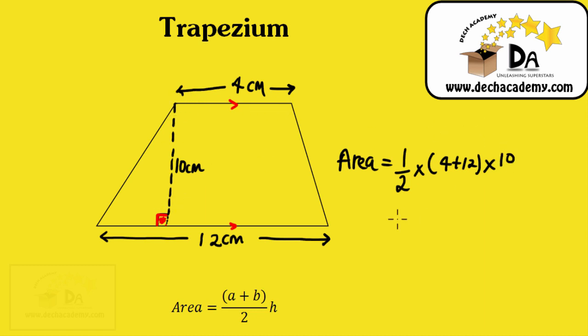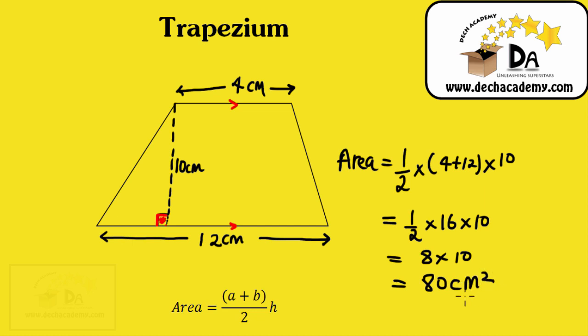So times 10. So the area of this trapezium is half times 16 times 10, which is equal to 8 times 10. Half times 16 is 8. 8 times 10 is 80. And it's going to be centimeters squared, because we have the unit of length given as centimeters, and that's what we use here. And it's as simple as that.